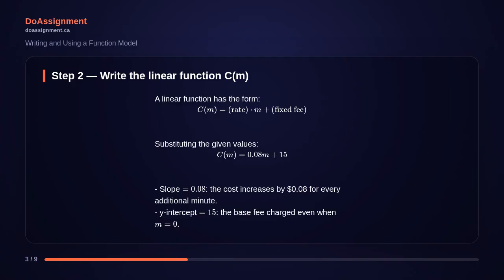Plugging in the given values, the function is c of m equals 0.08 times m plus 15. The slope, 0.08, tells us the cost increases by 8 cents for every extra minute. The y-intercept 15 is the base fee charged even if you use 0 minutes.